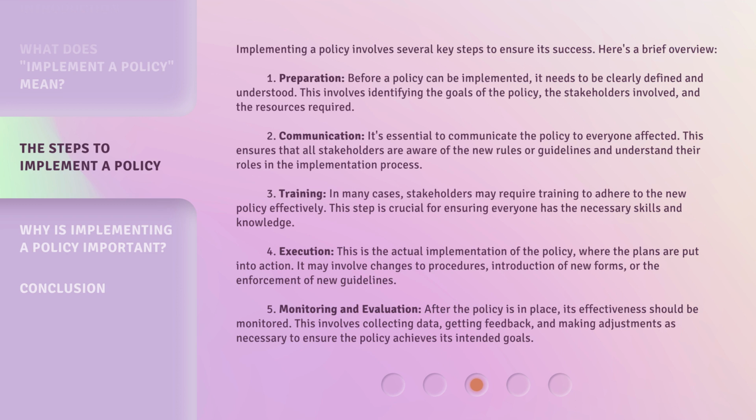4. Execution. This is the actual implementation of the policy, where the plans are put into action. It may involve changes to procedures, introduction of new forms, or the enforcement of new guidelines. 5. Monitoring and evaluation. After the policy is in place, its effectiveness should be monitored. This involves collecting data, getting feedback, and making adjustments as necessary to ensure the policy achieves its intended goals.